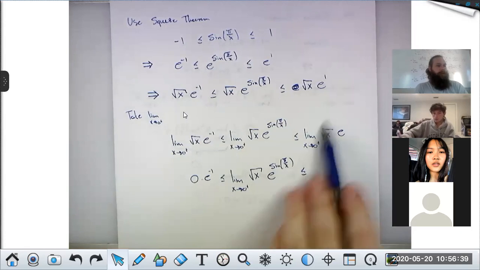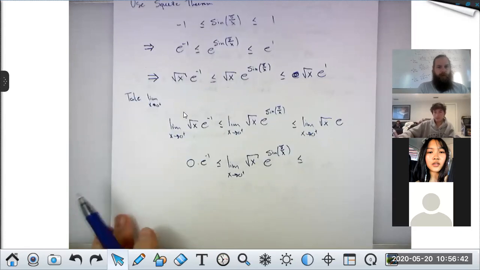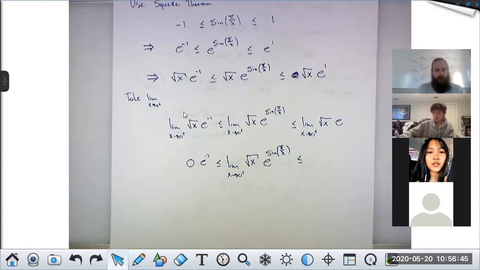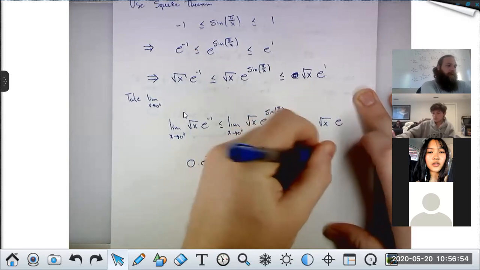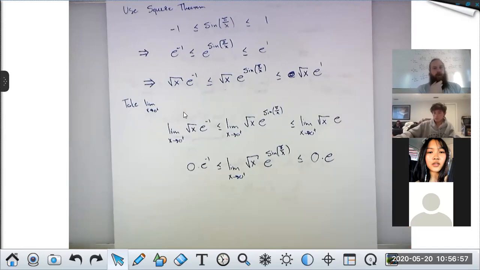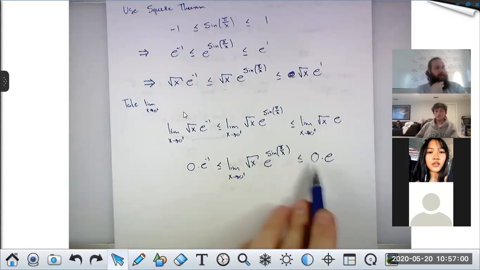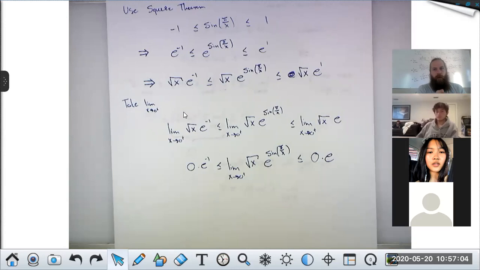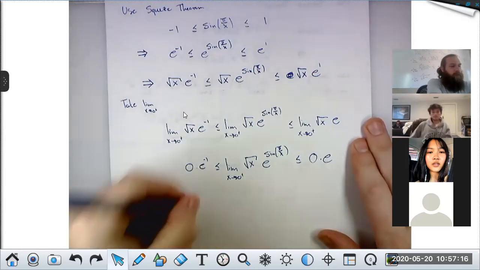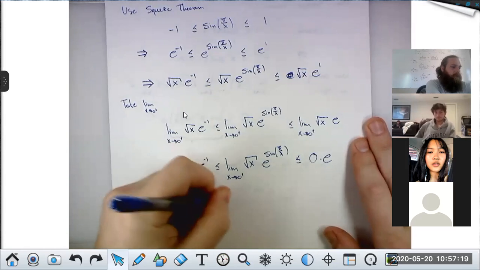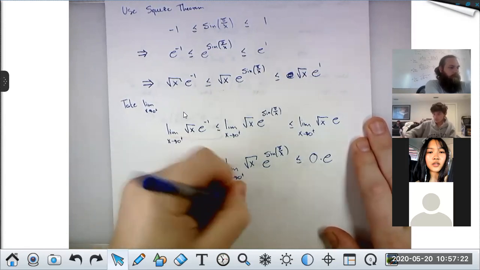And what about this limit? It's got the same sort of thing going on, right? This is just a constant. And as x goes to 0 from the right, the square root of x goes to 0. But 0 times e to the negative 1 and 0 times e are both 0. E to the negative 1 is like 1/3, and e is like 3. That's the engineer's approximation for e and the reciprocal of e. So this is like 0 times 1/3. This is like 0 times 3. Both of those are 0. So 0 is less than or equal to the limit I want.